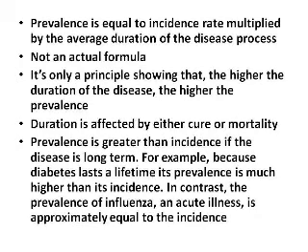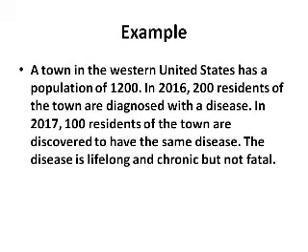So let's take another example. A town in the western United States has a population of 1,200 people. In 2016, 200 residents of the town are diagnosed with a disease. And in 2017, 100 residents of the town are discovered to have the same disease. The disease is lifelong and chronic, but not fatal. So let's try to figure out what the incidence and the prevalence are in this example.